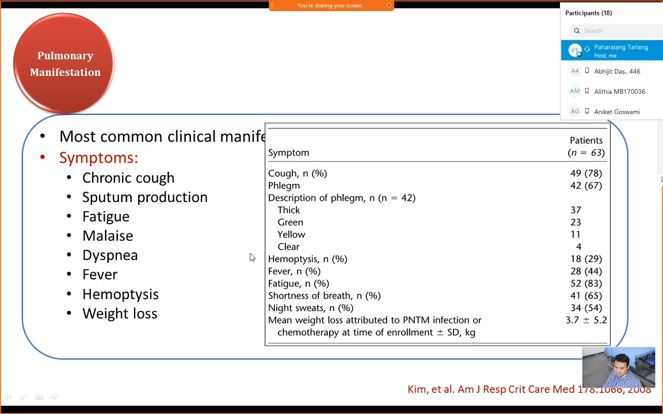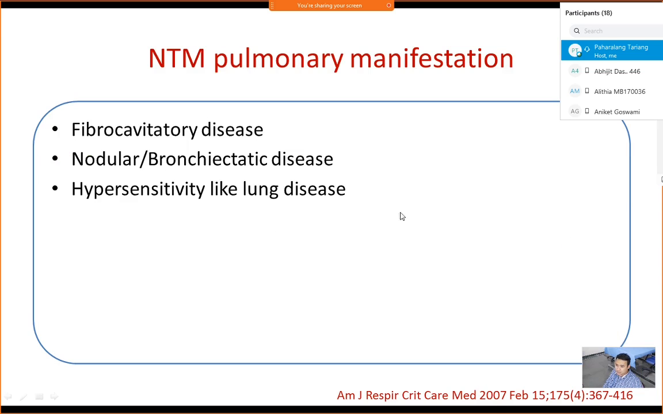In this study, which was done in 2008, we've seen that cough with phlegm, that is productive cough, is one of the most common presentations. But in addition, if you look here, we also have night sweats and weight loss, which are also commonly associated with tuberculosis. So just by history and symptoms, it is very difficult to distinguish NTM from tuberculosis alone.